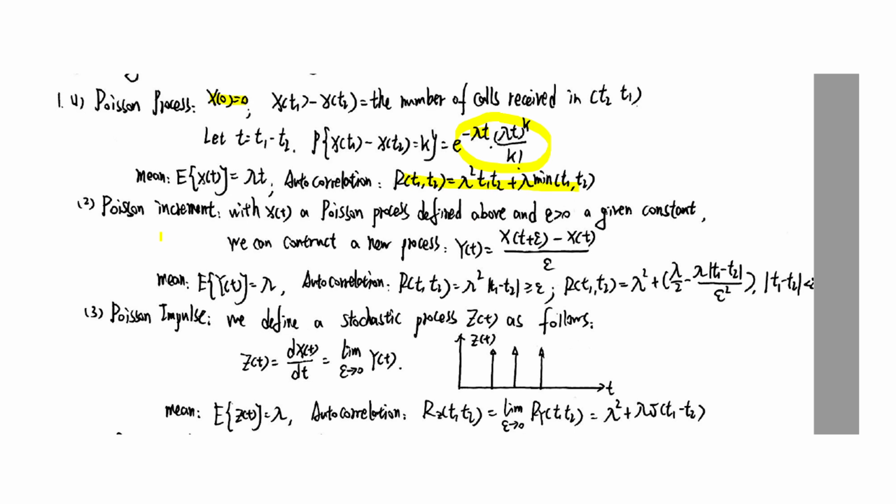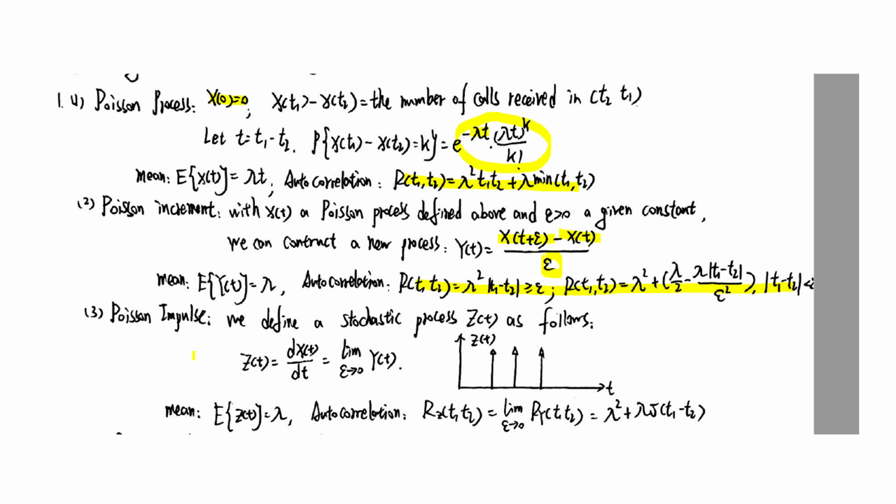The second one is the Poisson increment. The Poisson increment is based on the Poisson process. We know that Xt is a Poisson process, and we give a constant epsilon, where epsilon is greater than 0, and we can construct this process: Yt equals Xt plus epsilon, minus Xt, divided by epsilon. So Yt is a Poisson increment process, the mean of this process is equal to lambda, and the autocorrelation of this process looks like this, which we discussed in two different circumstances here.